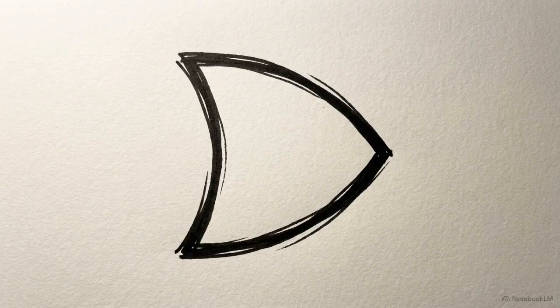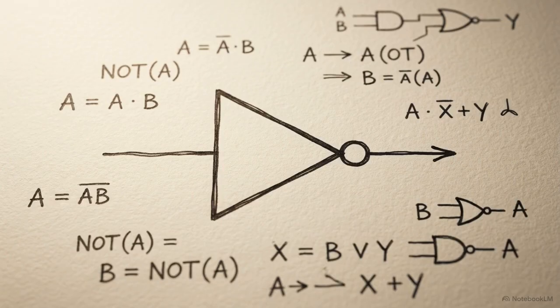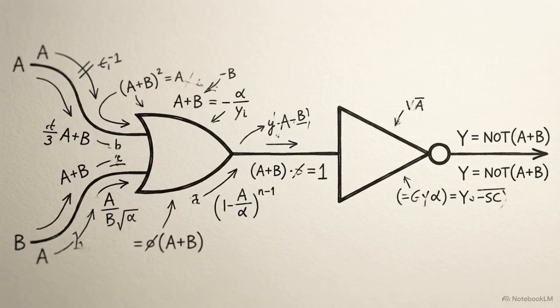The derivation starts with two basic concepts. First is the OR function, where if any input receives a positive signal, the output is positive. Second is the NOT function, an operation that strictly inverts any signal it receives. A 1 becomes a 0, and a 0 becomes a 1. Fusing these two concepts creates a sequential NOT-OR operation. We call it a NOR gate.